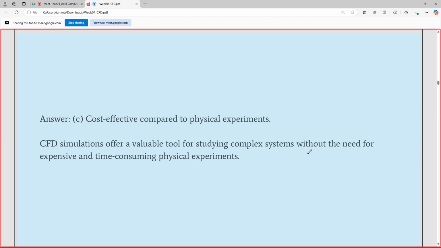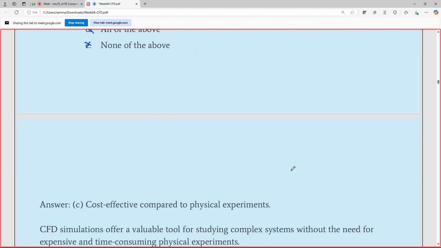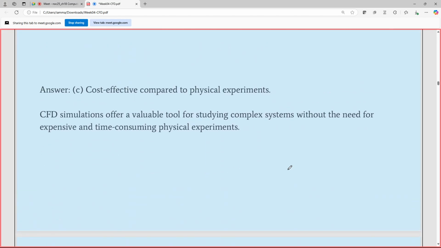B can also be our answer since we can simulate dangerous environments. Suppose we want to simulate something in a petroleum rig or something like that, those kinds of things can be simulated using CFD. So yes, you can add B and C.